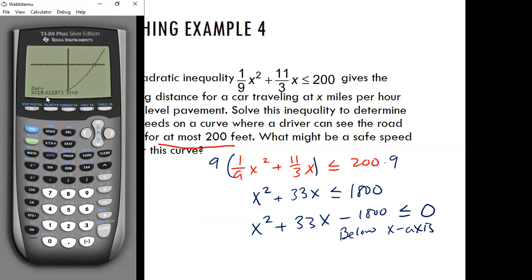So we're at 29. So between 0 and 29.02 miles per hour. And again, why did we say 0 and not find the other zero, the other x-intercept? Because we're eliminating that negative speed, right? So our answer is x is between 0 and 29.2 miles per hour.